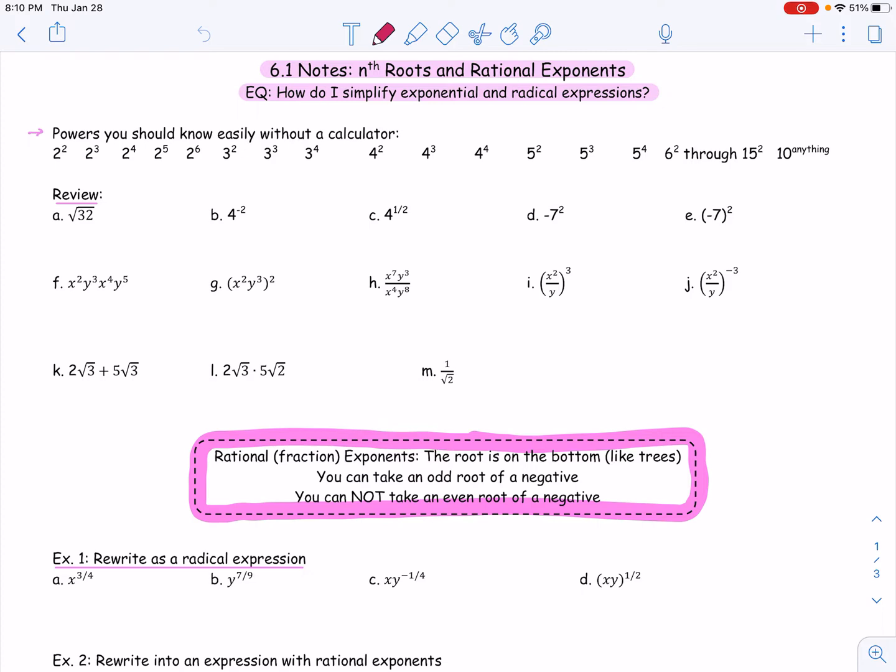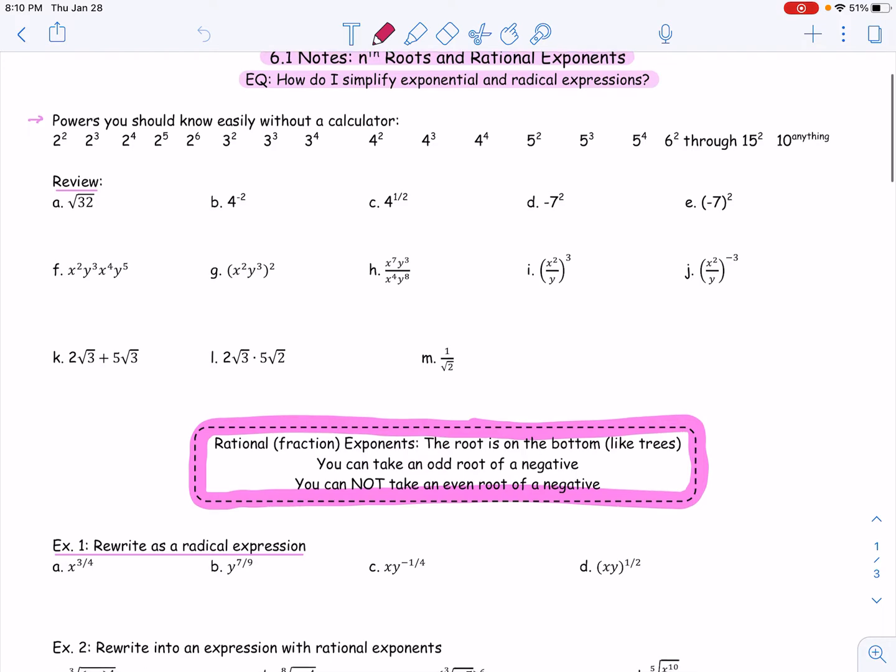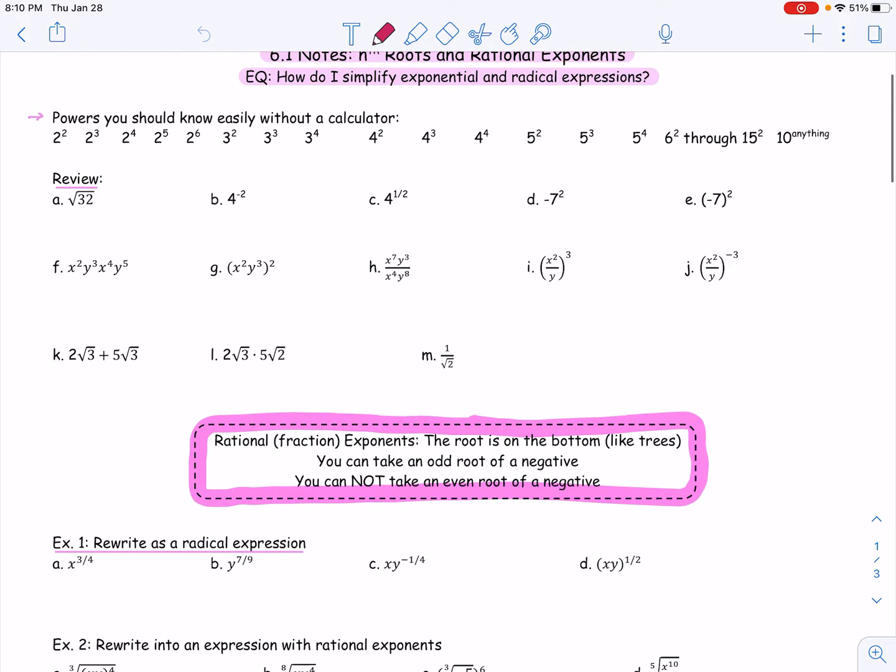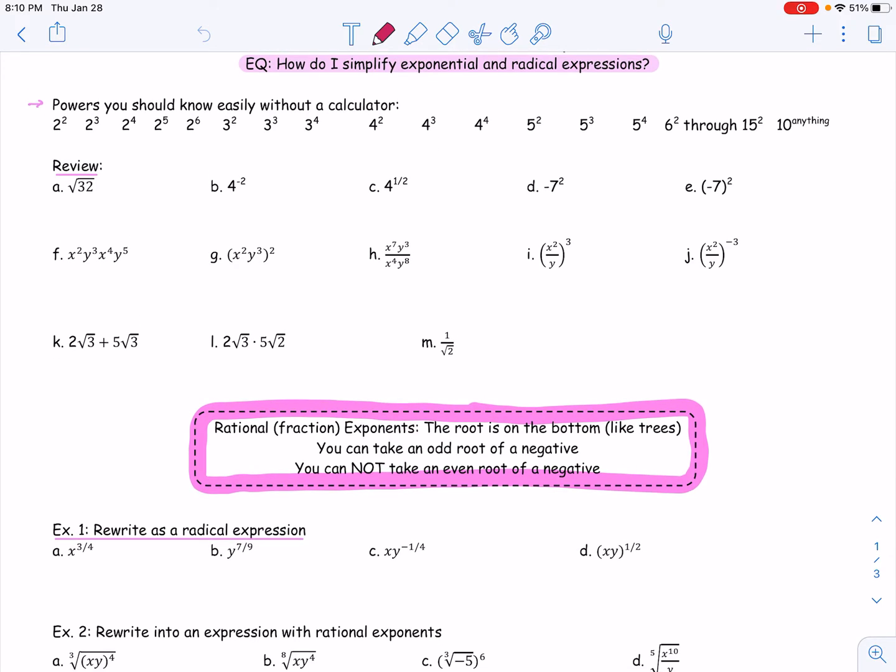And then, of course, 6 squared, 7 squared, 8 squared, 9 squared, all the way through 15 squared. You should know those by the drop of a hat. And then 10 raised to any power, you should know, because it has that total amount of zeros. So, like I said, we need to get into this review of just simplifying these radicals. Most of them are square roots, but we might get into cubic roots or fourth roots, or simplifying things with exponents, fractional exponents, negative exponents, etc.